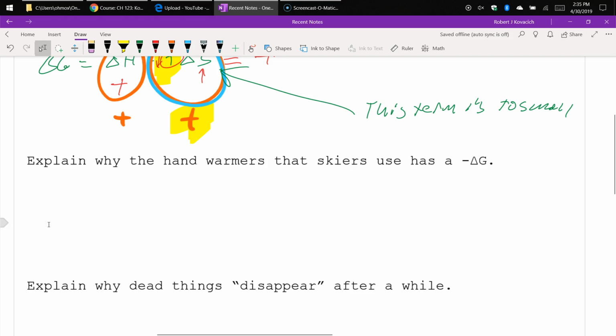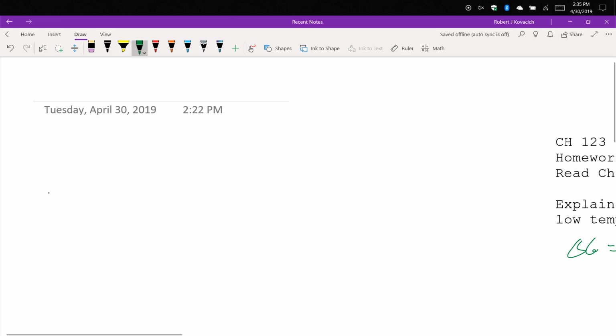So what are the hand warmers that skiers use? Iron. It's just regular old iron in a powder form, mixing with oxygen.